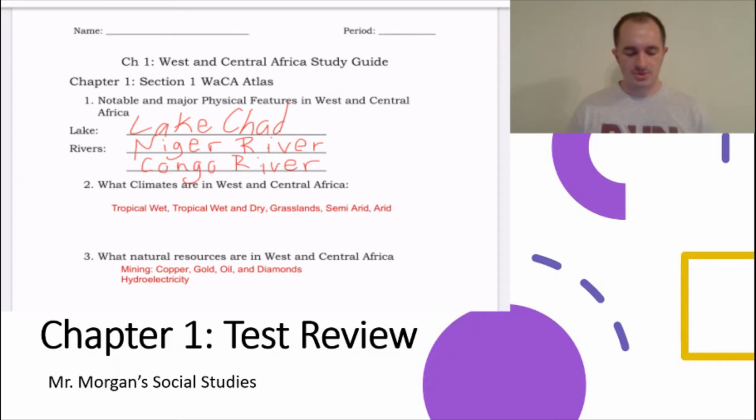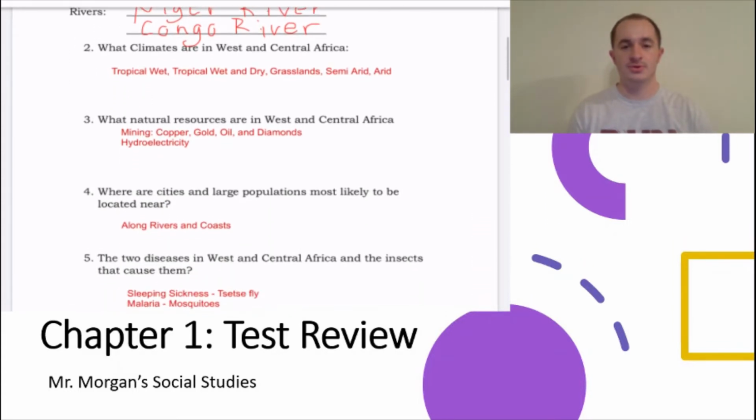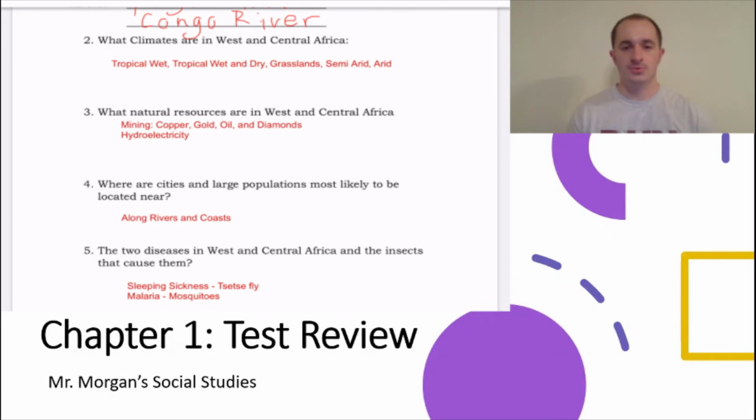So question 1, notable and major physical features in West and Central Africa. We have one lake, which was Lake Chad, and then two rivers, which were the Niger River and the Congo River. Next, we have what climates are in West and Central Africa. So we have tropical wet, which are in rainforests, tropical wet and dry, which were on the north and south of the rainforest. Then in the south, we had grasslands, and then we had semi-arid in the Sahel and arid in the Sahara Desert.